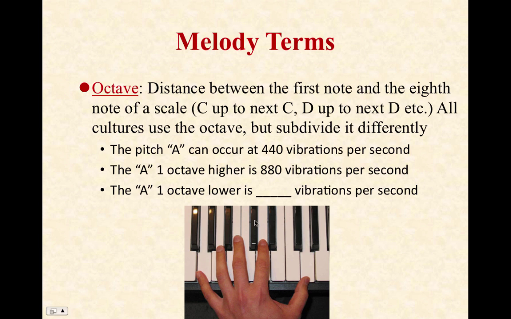So if we go down from 440 vibrations per second, we're going to have how many vibrations per second? 220, right. And if we didn't have this arrangement, we wouldn't be able to tell the difference between different notes.